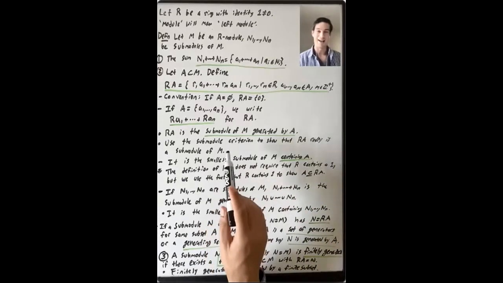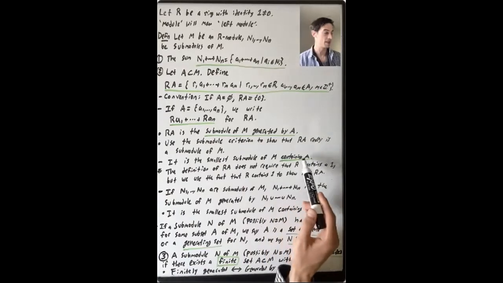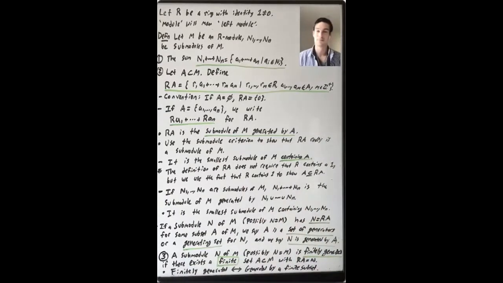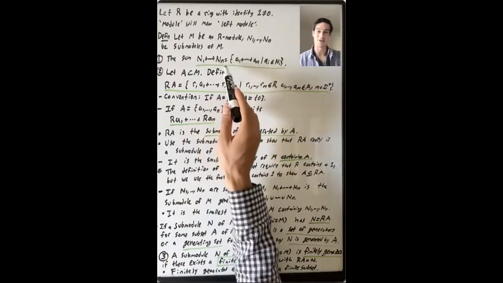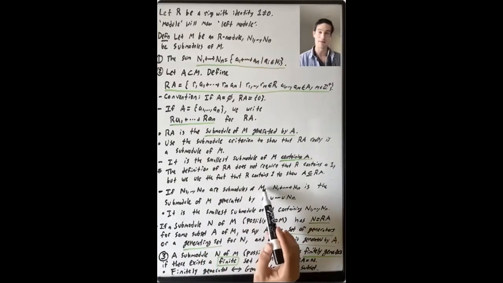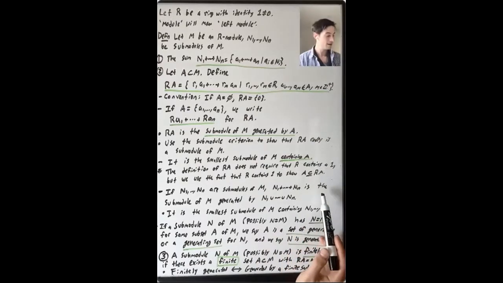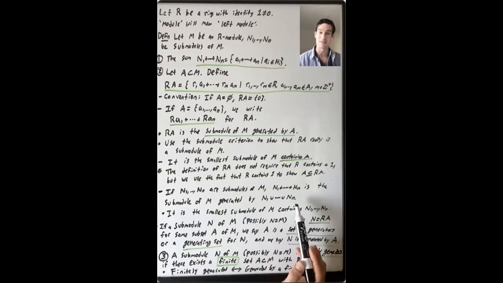So if you want to think of Ra being the smallest submodule of M containing A, you really need your ring to have an identity. All right, so now I said that the sum of a bunch of submodules is a submodule. If N1 up through Nn are submodules of M, this sum, N1 plus through Nn, is the submodule of M generated by the union of all of these elements.